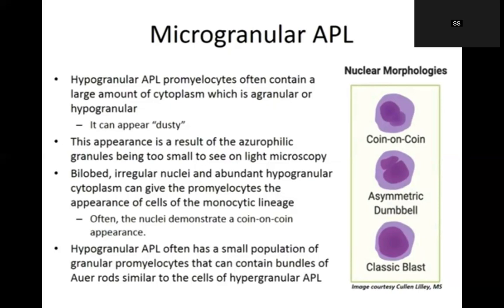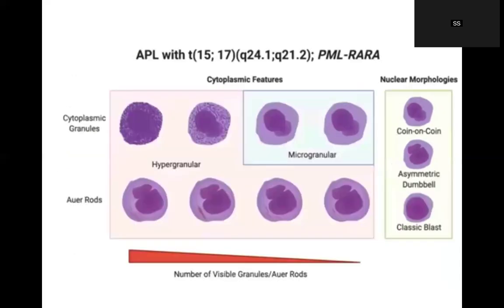So the microgranular variant doesn't have any large granules on the surface. There are no azurophilic granules, and only with the help of the bilobed nucleus can we differentiate microgranular APL. Both flavors of APL, that is acute promyelocytic leukemia, will stain diffusely positive for myeloperoxidase staining. The hypogranular APL often has a small population of granular promyelocytes that often contains an Auer rod, which is similar to hypergranular APL. So this acute promyelocytic leukemia with translocation t(15;17) codes for PML-RARA. Next slide, sir.